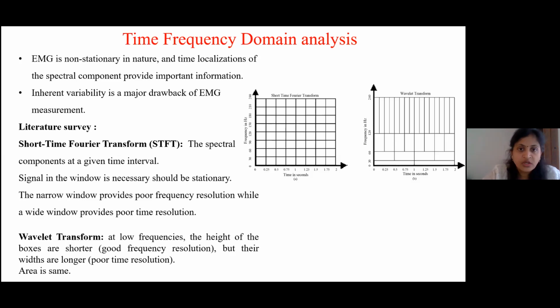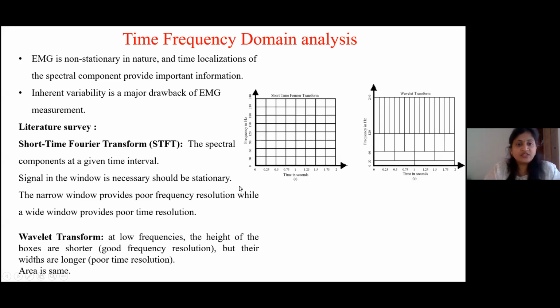There is no repetition. Time localization of the spectral components provides important information. But the inherent variability is a major drawback of EMG measurement. So that's why you have to go for the time frequency domain analysis; you have to do a literature survey. Here, short time Fourier transform is the first thing. And wavelet analysis is what most researchers are using for the time frequency domain analysis of the EMG signal, specifically for the EMG signal.